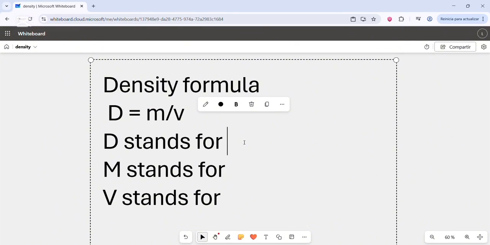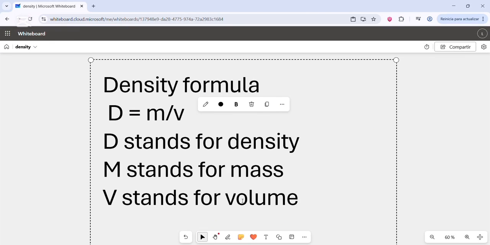Here we have the formula used to determine density, in which density is equal to mass divided by volume. So D stands for density, M stands for mass, V stands for volume. Density is measured in kilograms per cubic meter. Mass is measured in kilograms. Volume is measured in cubic meters.